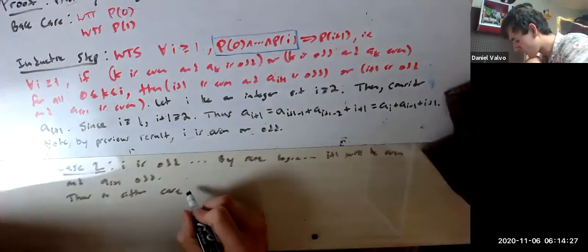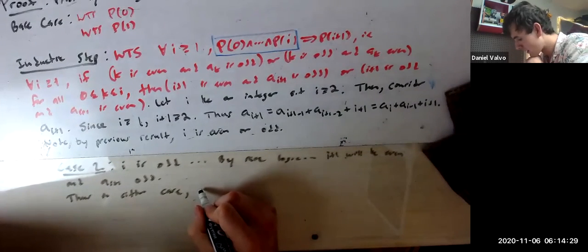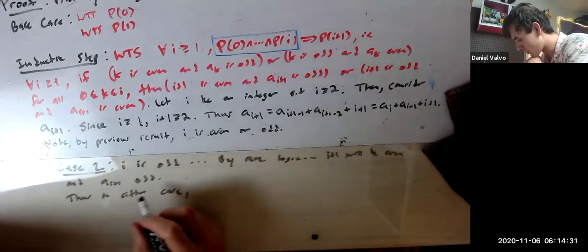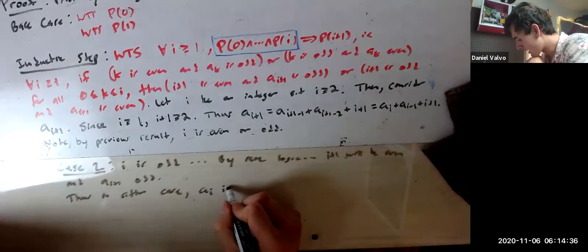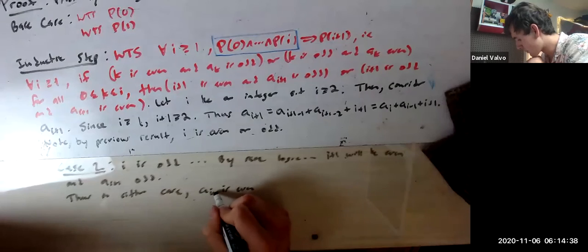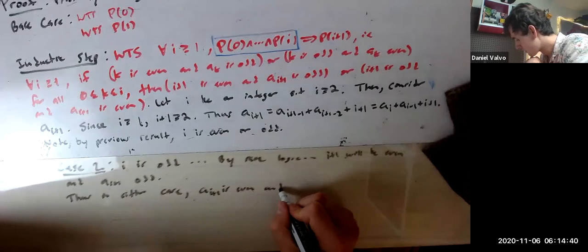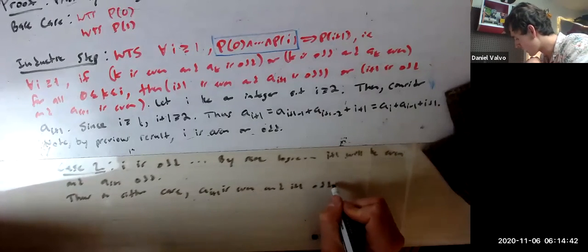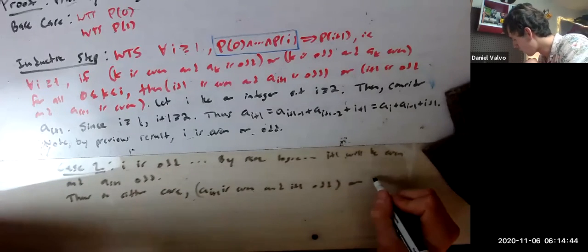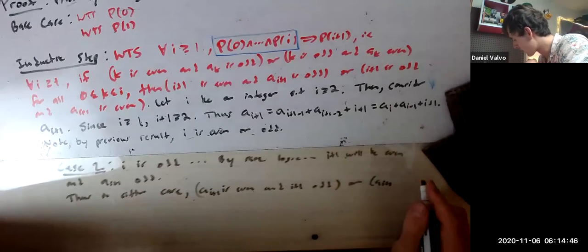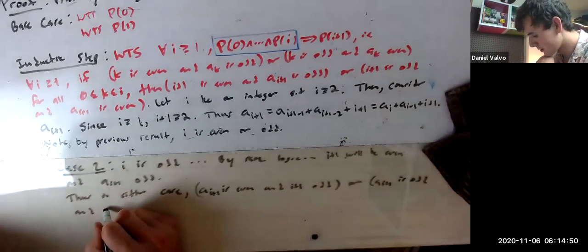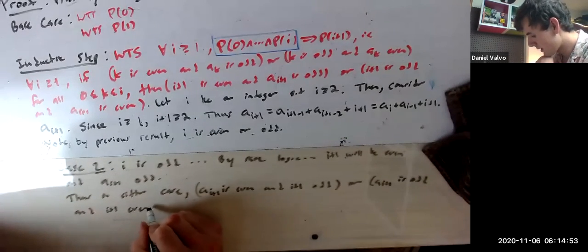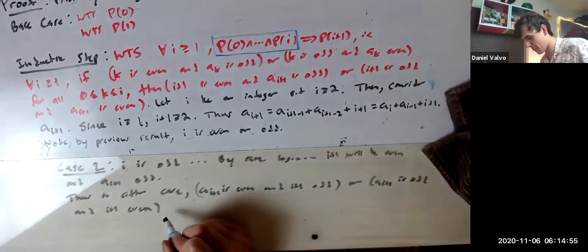Thus, in either case, AI is even, AI plus 1 is even, and I plus 1 odd, or AI plus 1 is odd, and I plus 1 even.